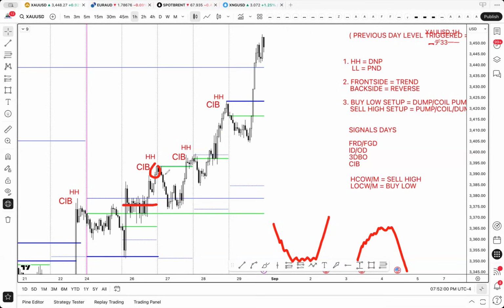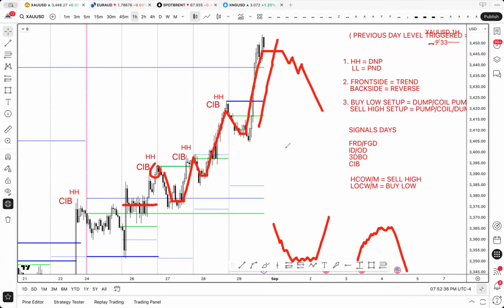We get a closing breakout. They dump, coil, pump. Closing breakout, dump, coil, pump. Closing breakout, dump, coil, pump. Closing breakout. Now, if they reverse, what they're going to do is they're not going to dump. They're going to go sideways, break structure, and reverse on the backside of the actual pump.